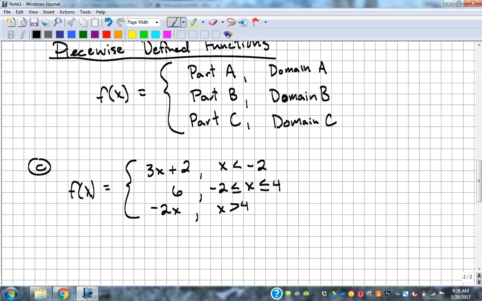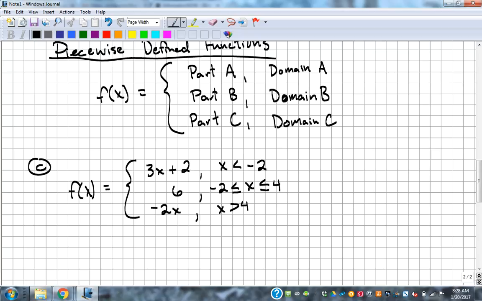So when you're trying to graph a piecewise defined function, you can't just go, oh, this is 3x plus 2. That's a linear equation. I'm going to go to 2, put a point, then count my slope. It doesn't work that way. Okay, it works kind of that way, but we've got to look at some rules.